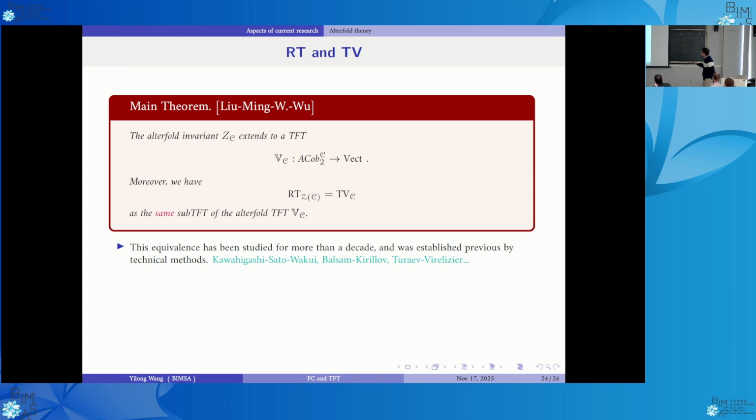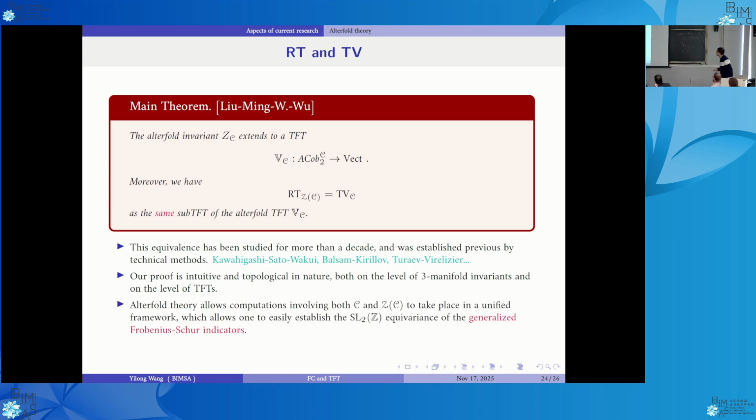This equivalence has been studied for more than a decade and was established by technical methods by many. Our proof is intuitive and topological in nature, both on the level of 3-manifold invariants and on the TFTs. And autofold theory allows computations involving both C and the Drinfeld center of C to take place in a uniform, unified framework. This allows us to easily establish the SL2Z invariance of the generalized Frobenius-Schur indicators.